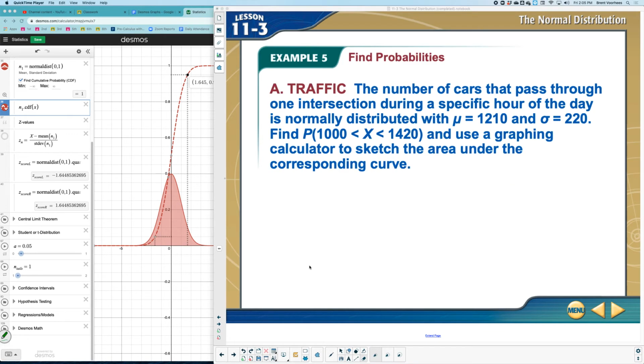Number 6, let's talk about probability. So what is probability? Probability is this area under the curve, this shaded portion. So on 5A it says traffic, the number of cars that pass through one intersection during a specific hour of the day is normally distributed.